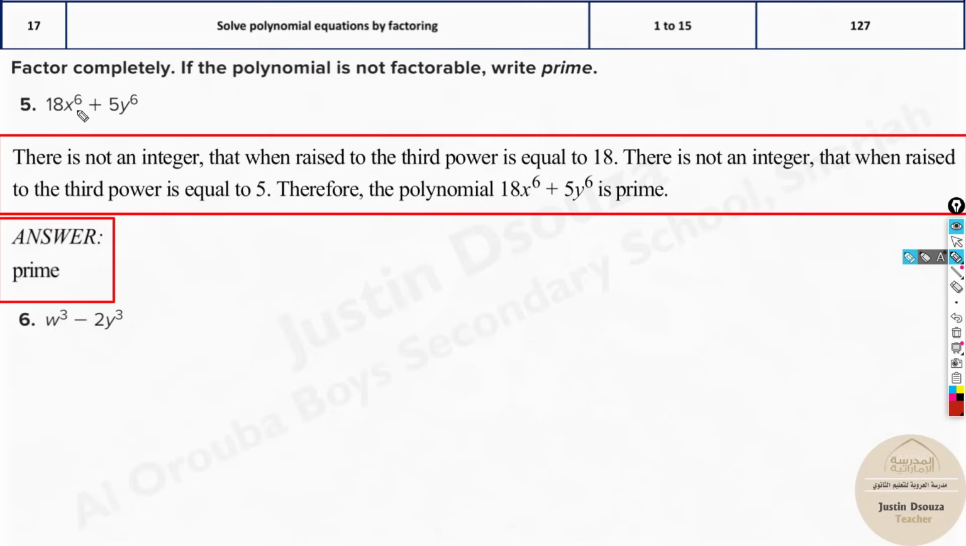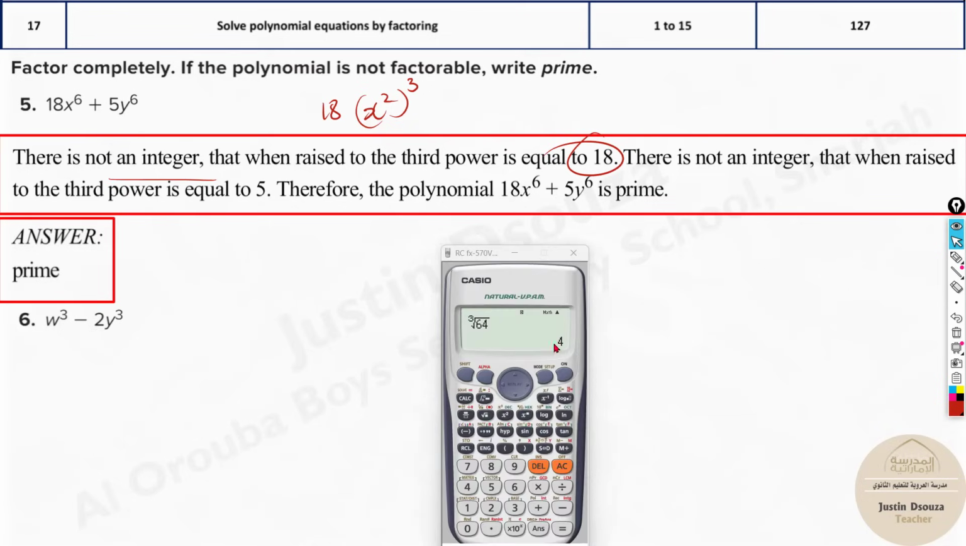Why? Look here, we need to write this as x squared the whole cube. That's fine. But how would you write 18? There is no integer that can be equal to the third power. So how do you check? Let's take our calculators. In this cube root, just put 18 over here. It will never be a whole number. It's 2.62, it just keeps on going, right? So there is no way you can write this as an integer the whole cube.